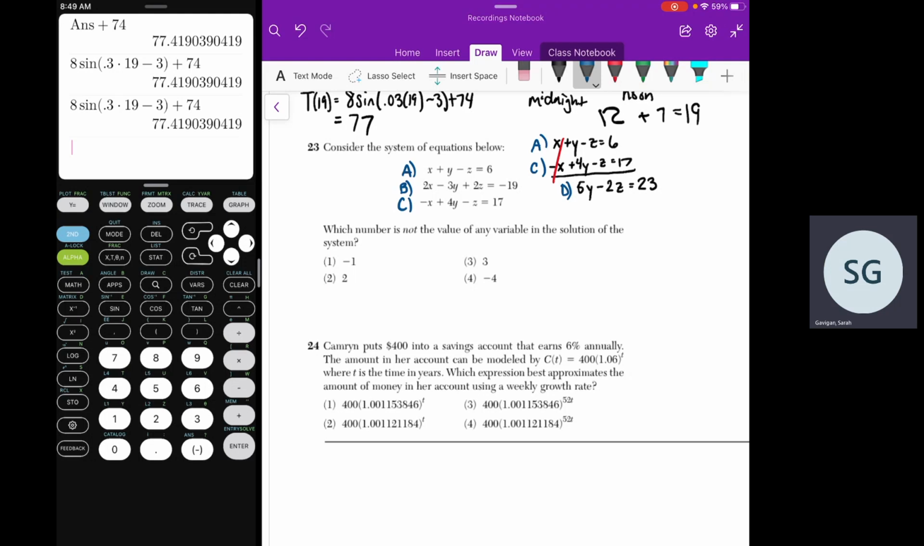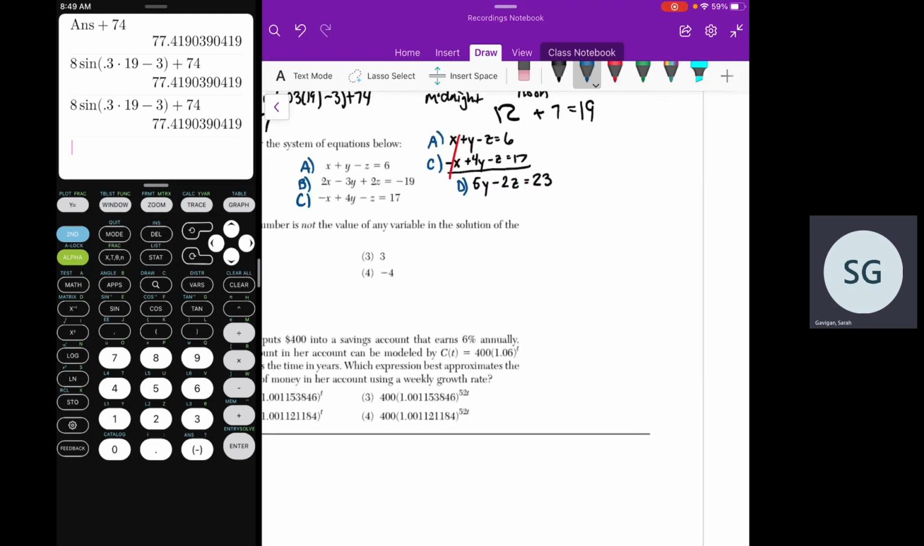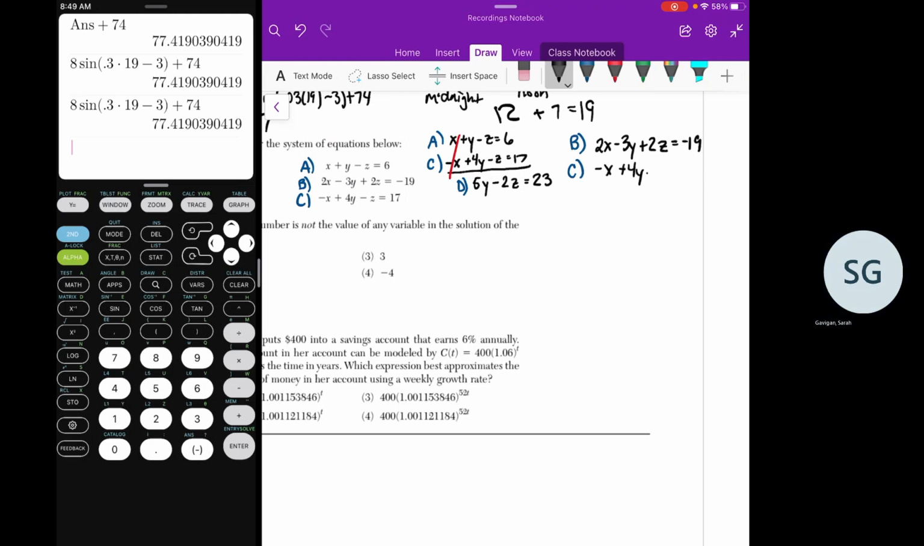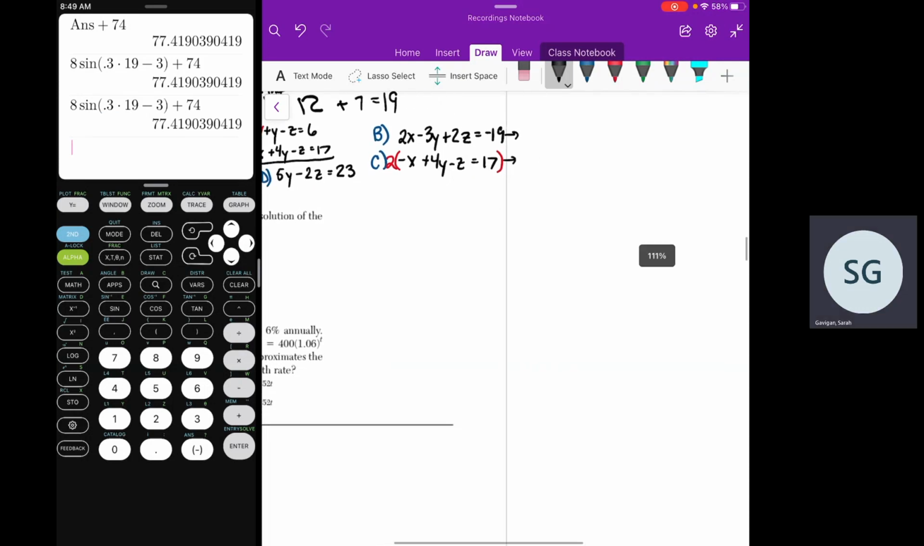Now I am going to pick another pair of equations and eliminate the same variable. So maybe I want to pick B and C. So 2x minus 3y plus 2z equals negative 19, and negative x. Okay, so I'm going to eliminate x again. This time, I do have to multiply that second equation by 2. So I'm just going to come over here.